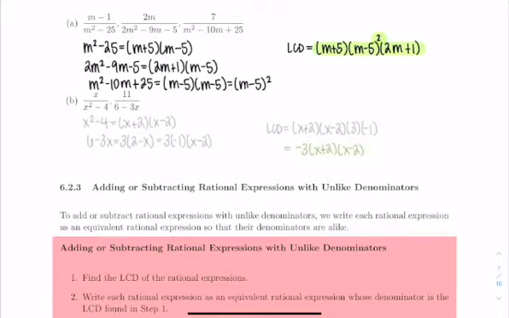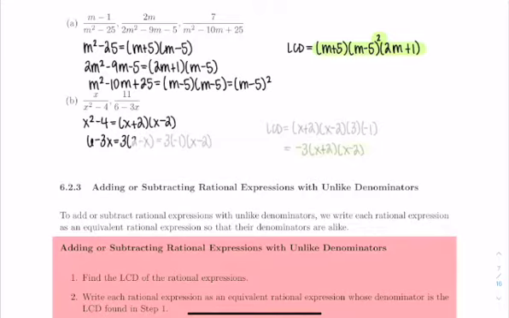Let's go ahead and do another one. We have x squared minus 4. Difference of two squares, this becomes (x plus 2)(x minus 2). And we have 6 minus 3x. And we can factor out a greatest common factor of 3.